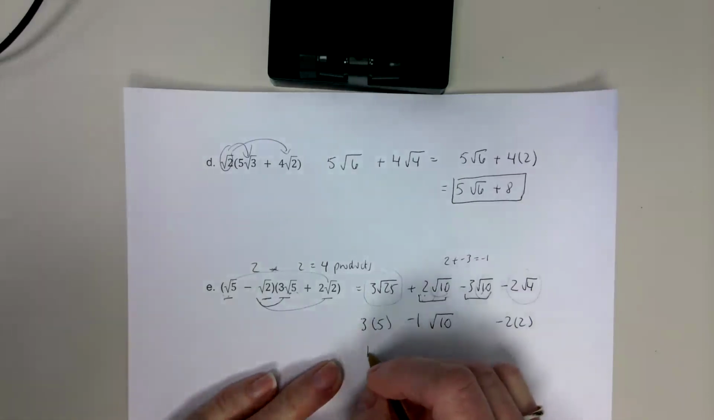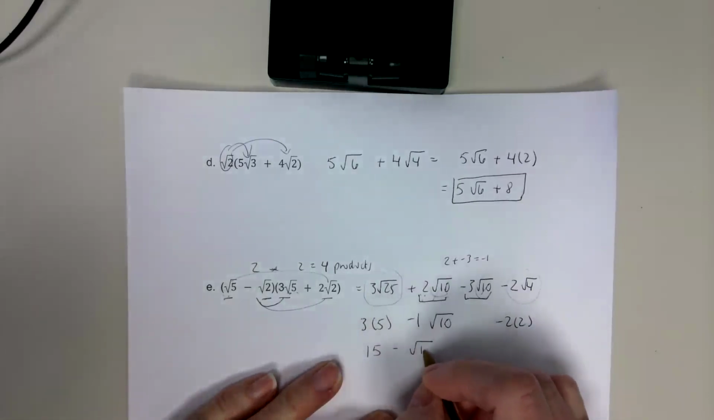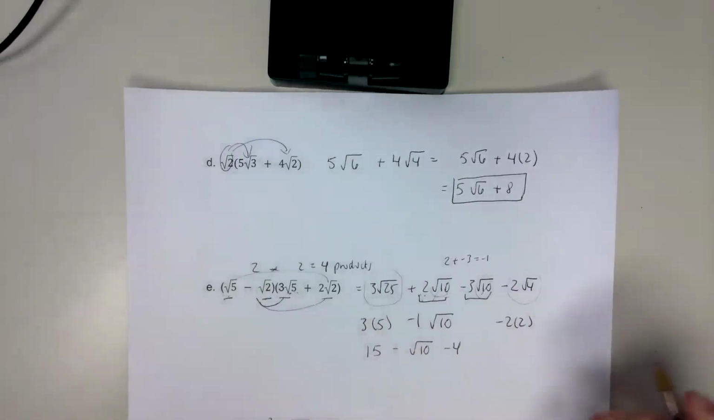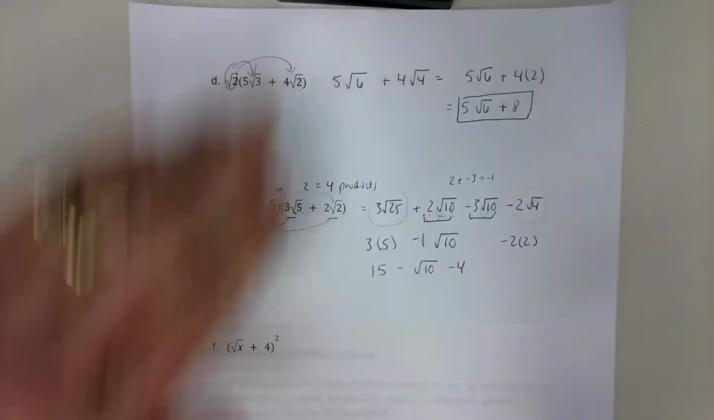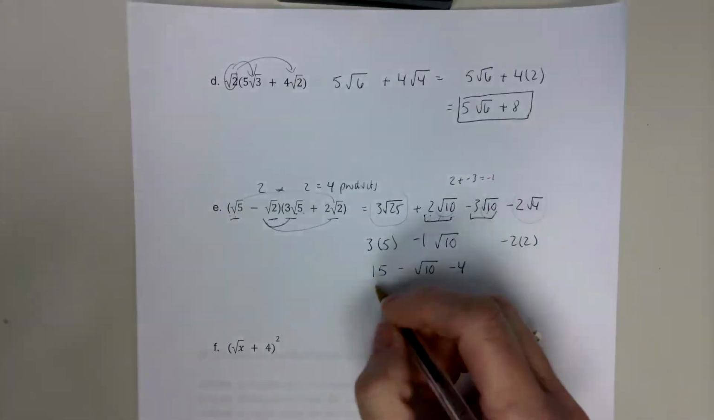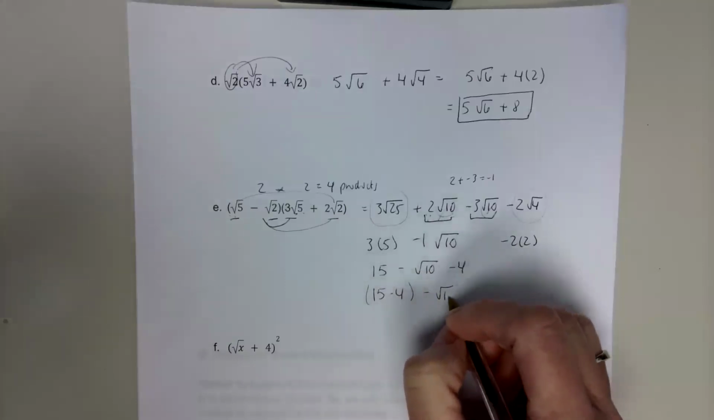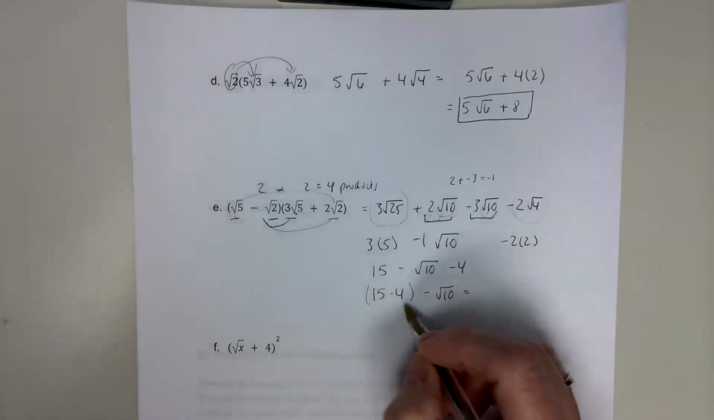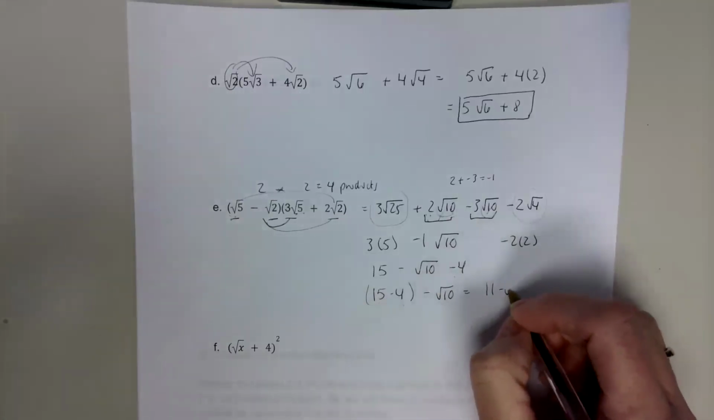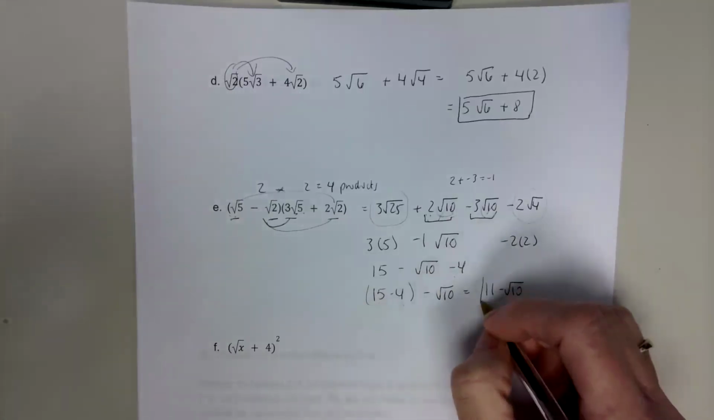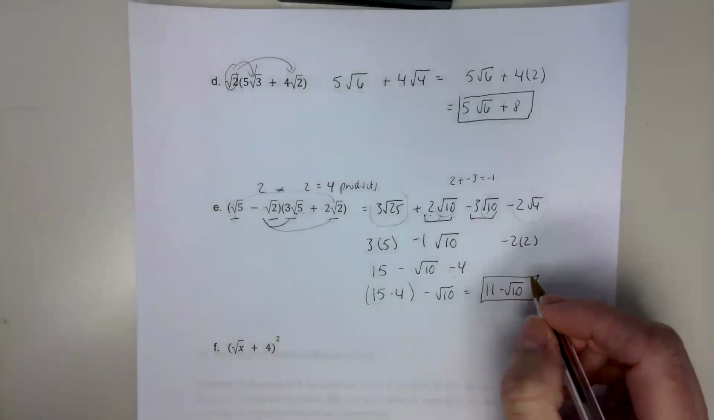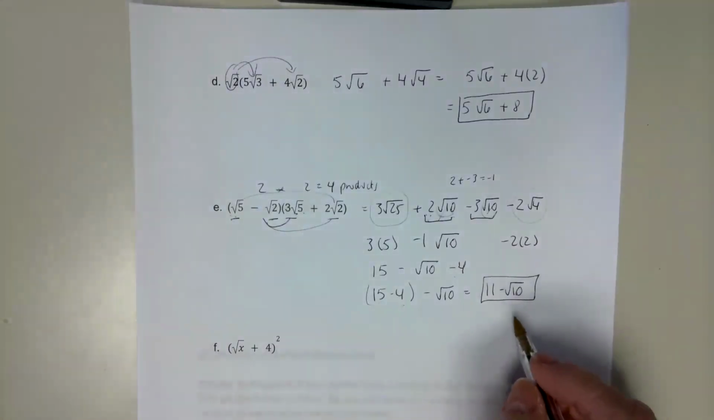So we have 15 minus the square root of 10 minus 4. And we can combine our constants. So I'm going to rewrite that: 15 minus 4 minus the square root of 10. So this becomes 11 minus the square root of 10. The square root of 10 is irrational, so it cannot be simplified any further.